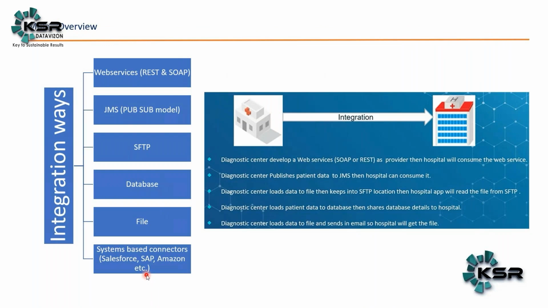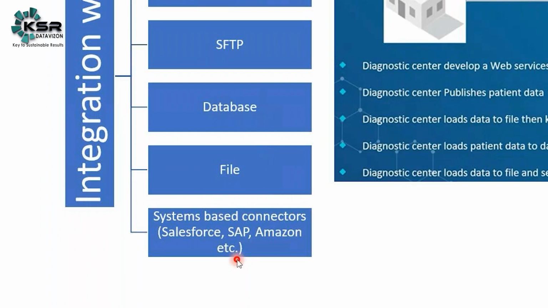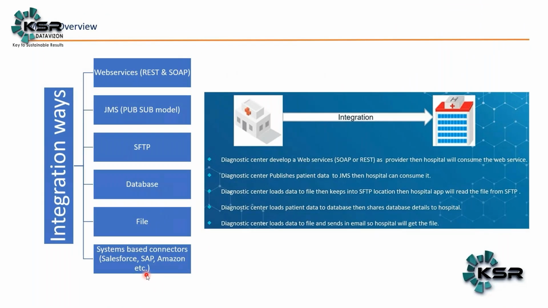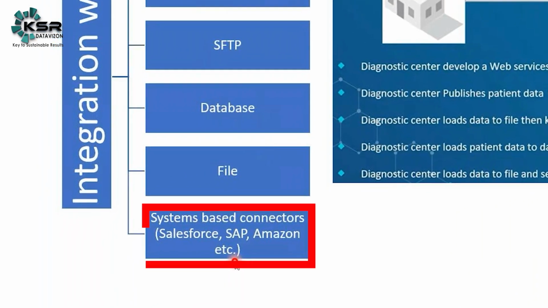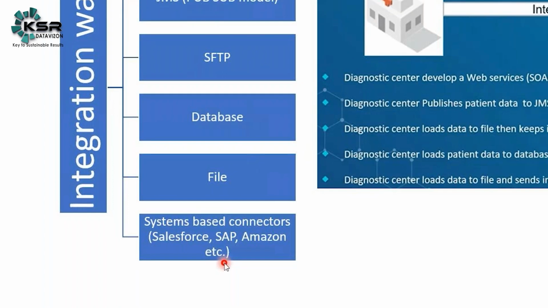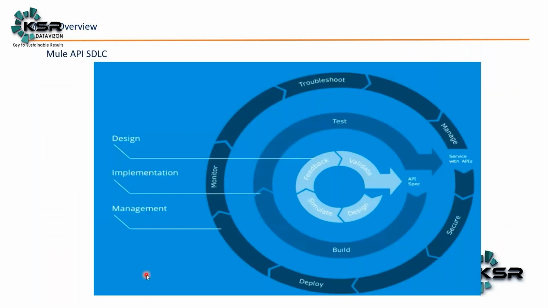Okay. Then about the file, right? So the basic operations of a file or directory, reading a file, writing a file, converting a file, whatever operation, that also we can do. And then we can connect to any kind of third-party application like Salesforce, SAP, Amazon, just using a connector. Okay. So these are the main integrations we will be seeing in Mule, right? So whatever you think, you can connect, right? And the SDLC.